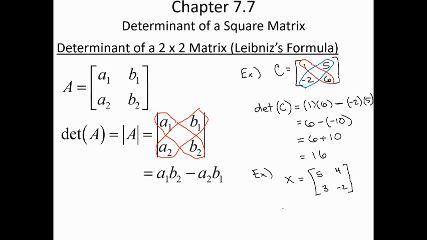So another way to write a matrix, you can write it as this. Another way to write the determinant is you can just write it like the absolute value bars. Okay, but we still say determinant. So the determinant of X is equal to 5 times negative 2 minus 3 times 4.